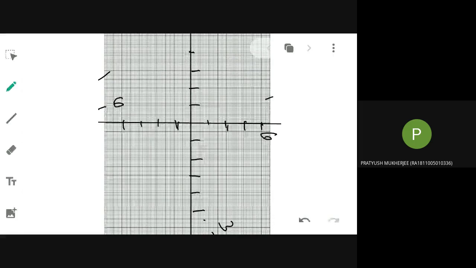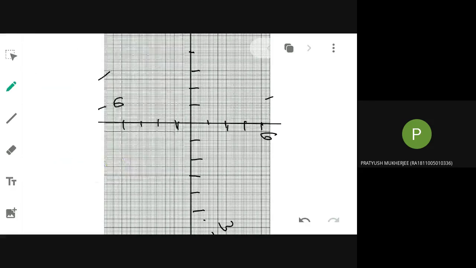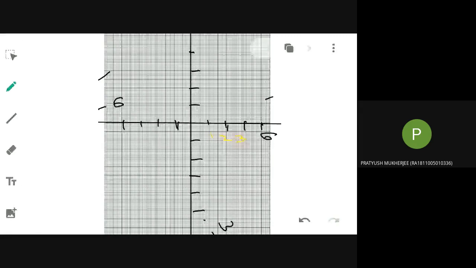Okay, like this you take scale. Then mark. This is 1, 2, 3, 4. This is the positive real axis. Here I will take minus 1, minus 2, minus 3, minus 4.